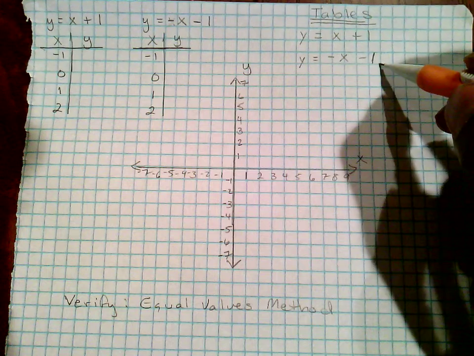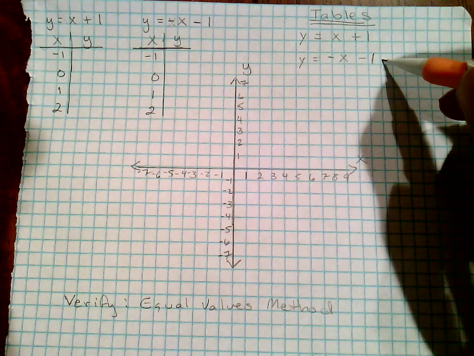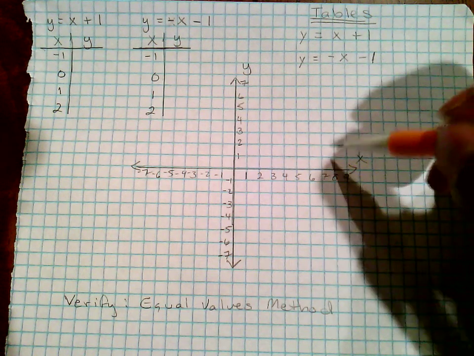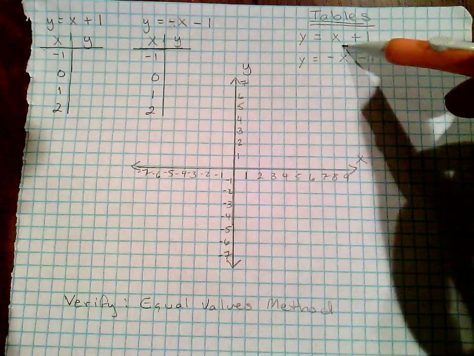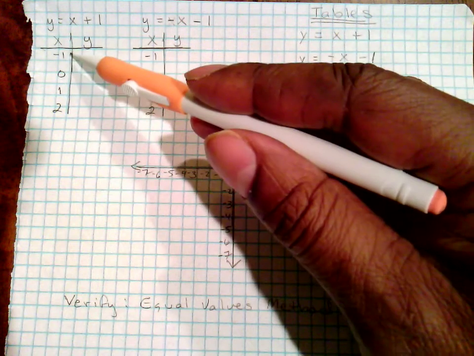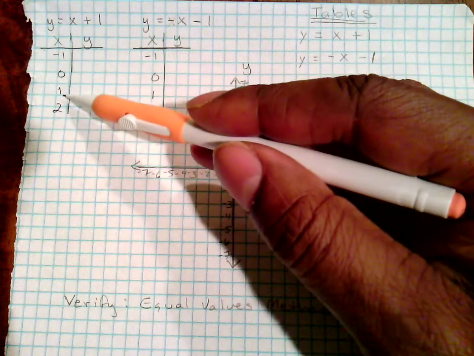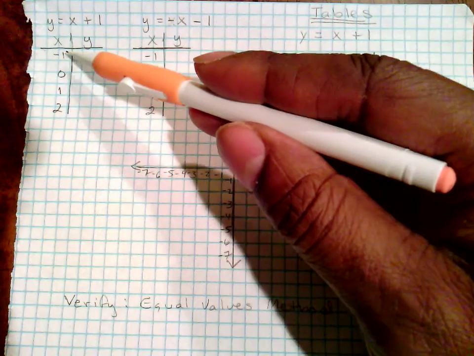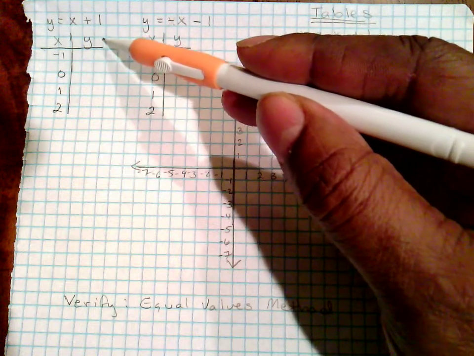We're going to first graph the lines of these two equations and determine their point of intersection. So we're going to use tables to graph here. Our first table is for y equals x plus 1. List out some x values here: negative 1, 0, 1, and 2. And we're going to substitute these x values in to find the associated y.